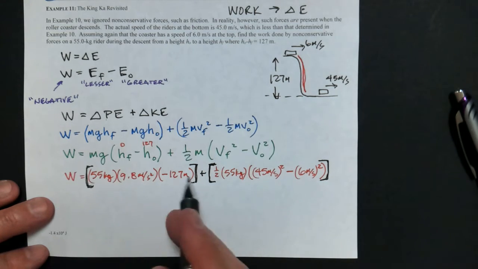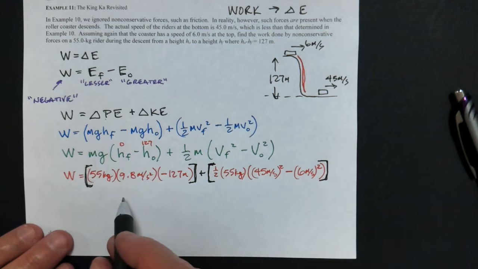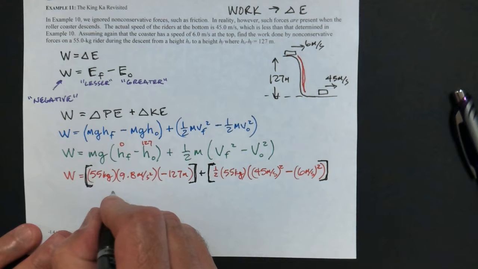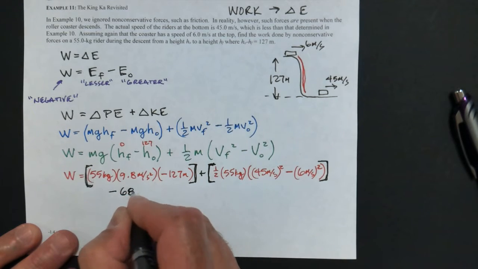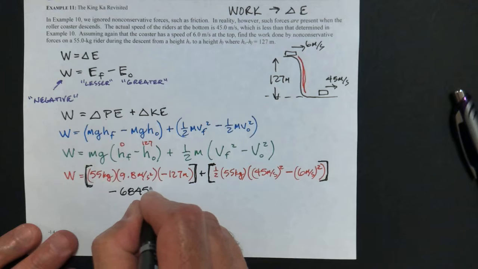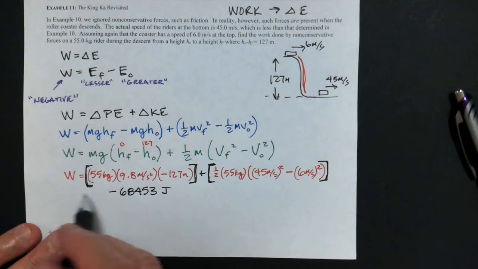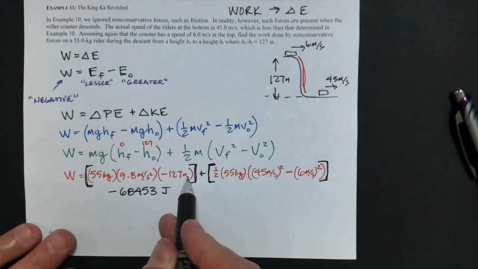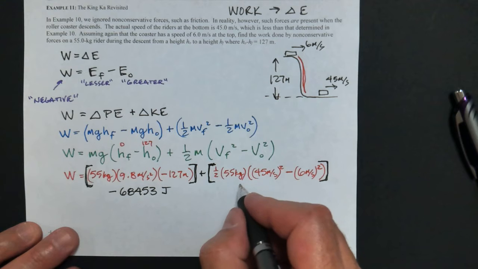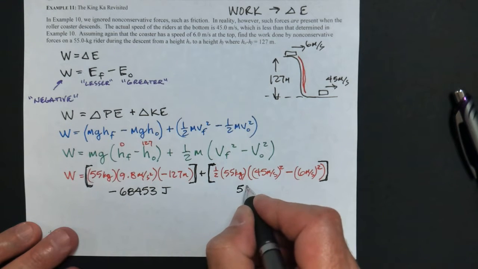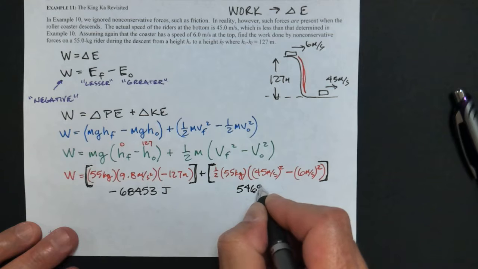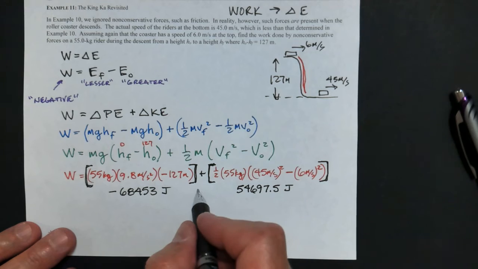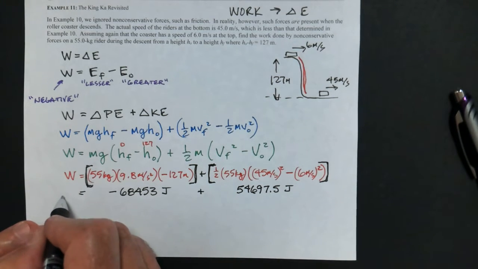Now, if you do some math, I don't normally write the intermediate steps, but if you do this first bracket here, this ends up being negative 68,453 joules. Okay, and check it out, it's joules because it's kilogram meters per second squared. That's a Newton times a meter. That's a Newton meter. That's a joule. And this one comes out to, check your math, check your calculator, 54,697.5 joules. And we'll put a plus sign in there and put the equal sign in here and put W over here.